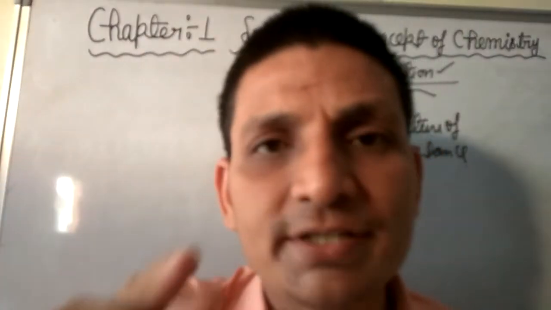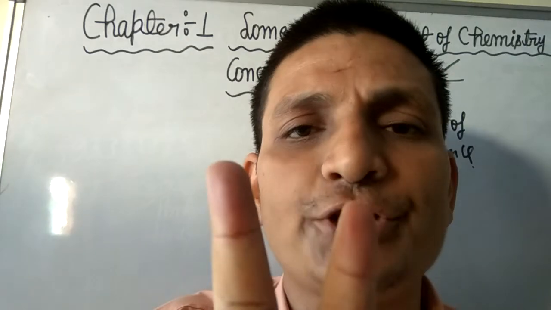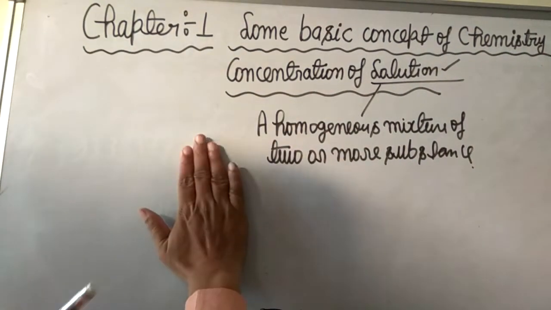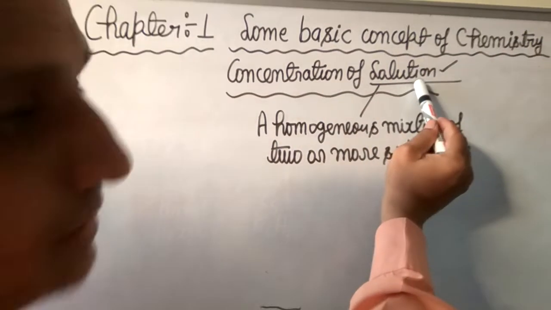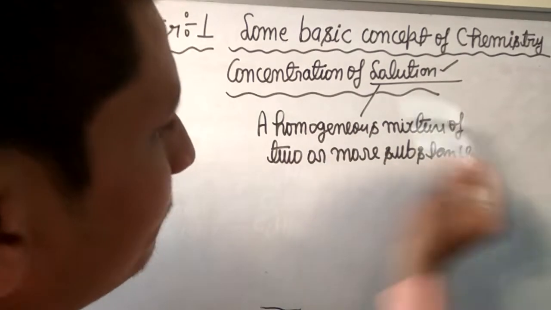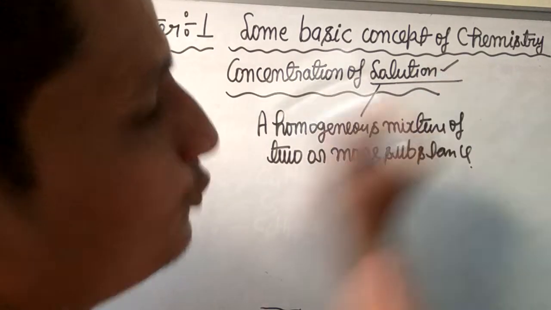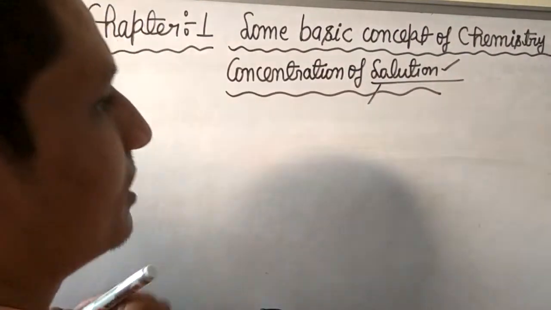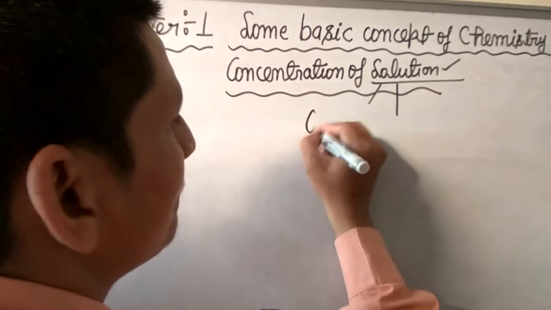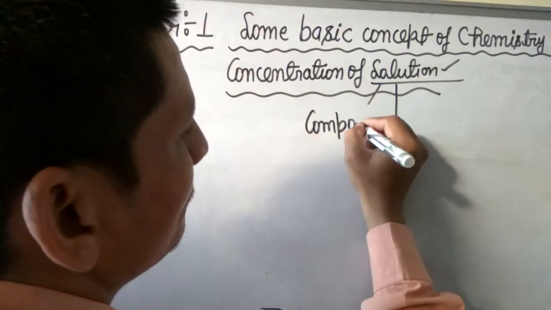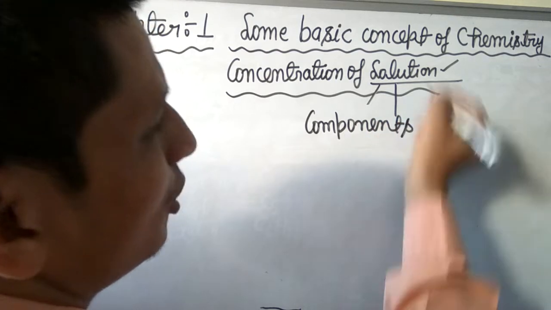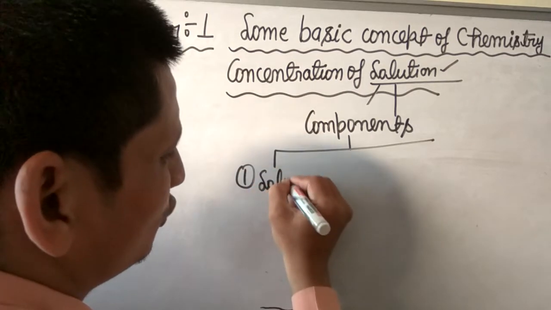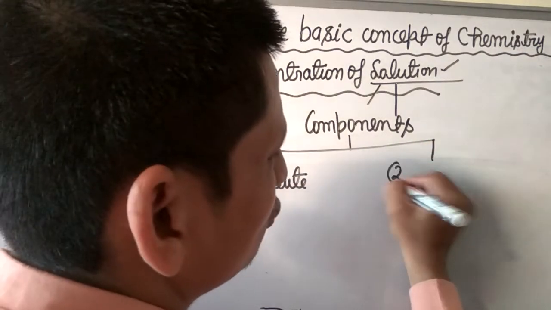Now after this, the next point is components of solution. There are two components of solution. Number one, solute. Number two, solvent.